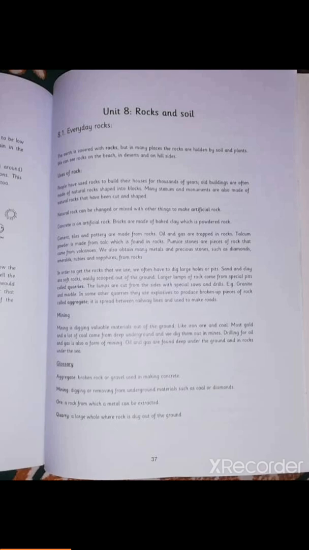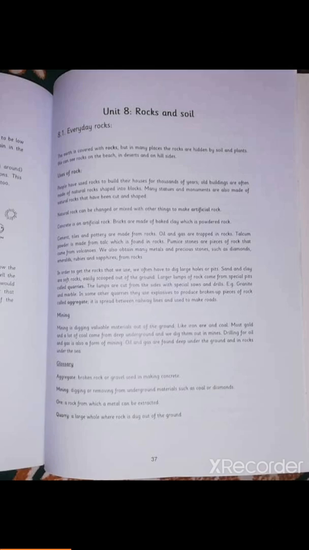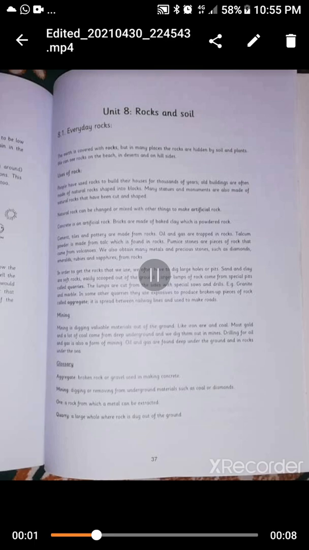I think that is ore, a rock from which a metal can be extracted. Quarry, a large hole where rocks are dug out of the ground. Okay, we move on to our next lesson.